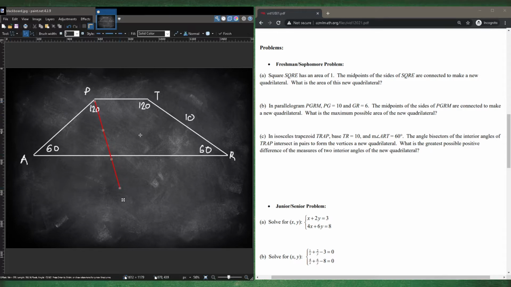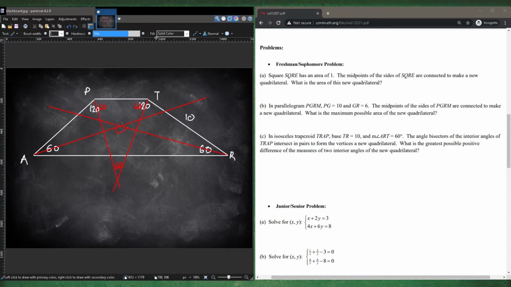So right here, and here, and here. Okay, so let's find this angle first, and that's pretty simple. This is an angle bisector, so this is 60 because half of 120 is 60. So 60 and 60 means this is 60 because 60 plus 60 plus 60 is 180 degrees for this triangle.